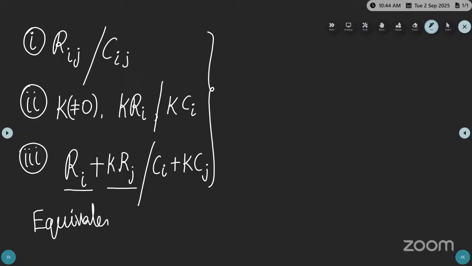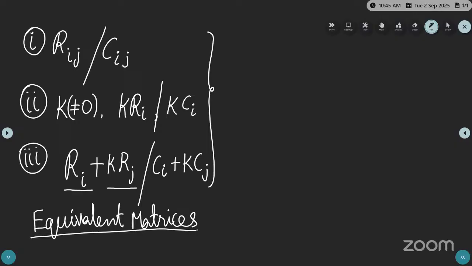Equivalent matrices. Yesterday you have written equal matrices. Equal means the order is the same, and elements in the similar positions are the same. Now this is equivalent. What are equivalent matrices? If their order is the same as well as the rank is the same.